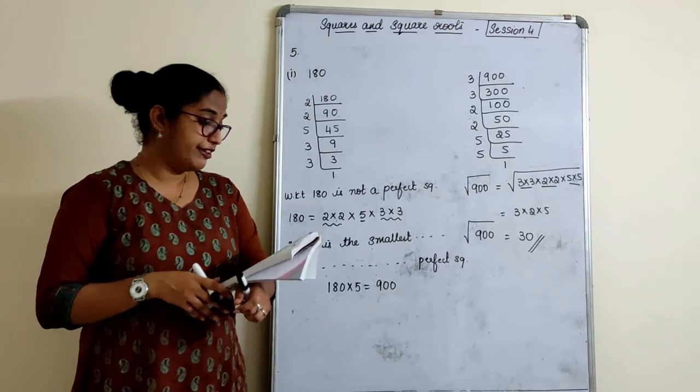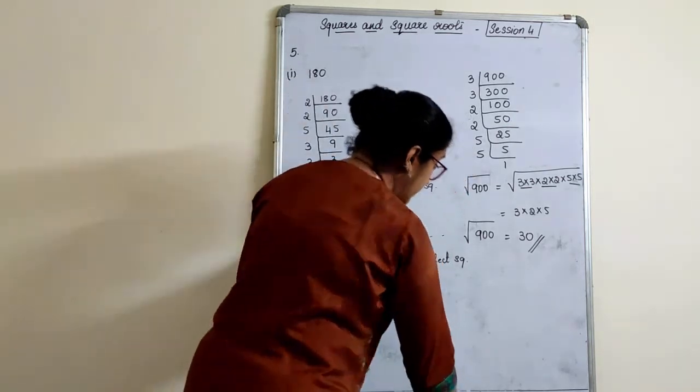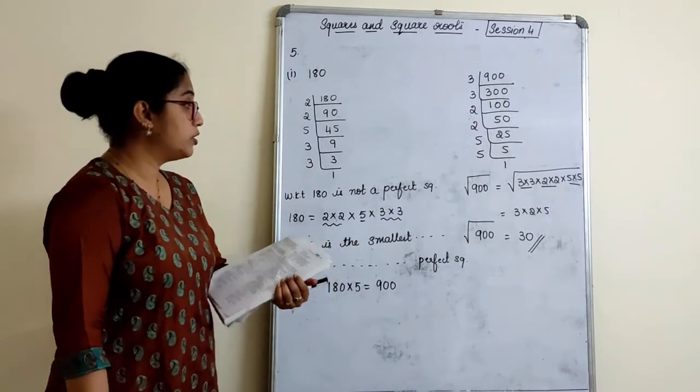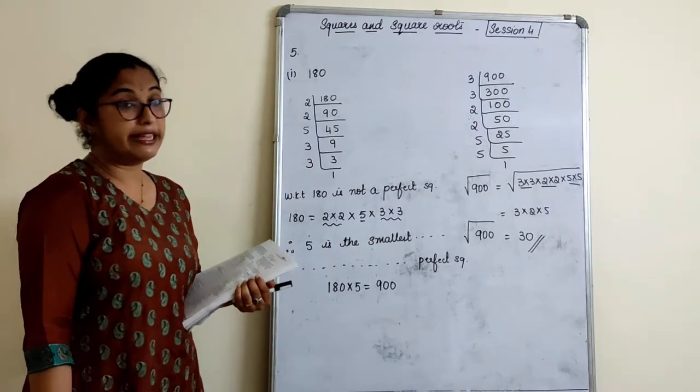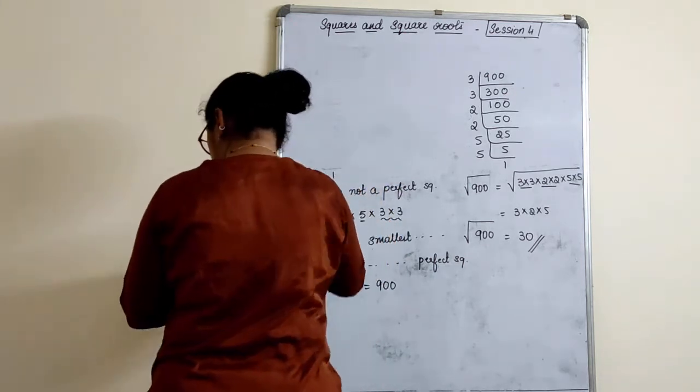Third, fourth, fifth and sixth one is your homework. So I hope you have got the previous one. Similarly, we have to follow this. First find the least number and then make it a perfect square. I'll write the homework list now.